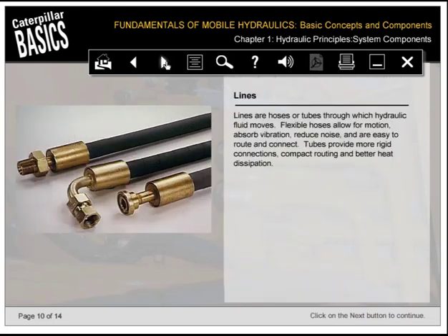Lines are hoses or tubes through which hydraulic fluid moves. Flexible hoses allow for motion, absorb vibration, reduce noise, and are easy to route and connect. Tubes provide more rigid connections, compact routing, and better heat dissipation.